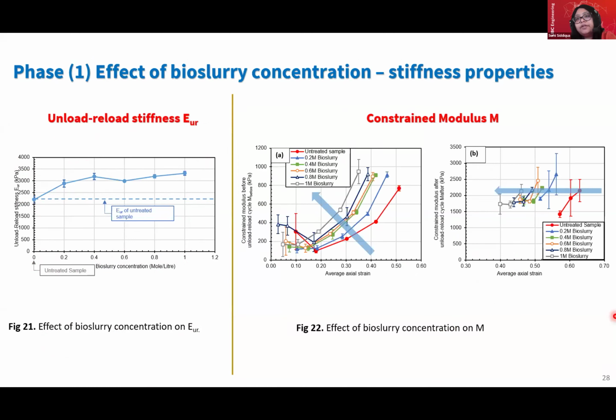And then we have also developed the data for constraint modulus. As you can see, the untreated sample is the red one, and the value increased with an increase of the concentration of the bioslurry. So two sets of data again over here, based on the unload reload cycle, before unloading and then after the unloading cycle.